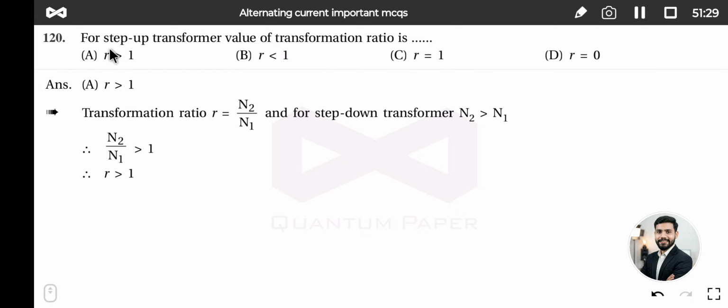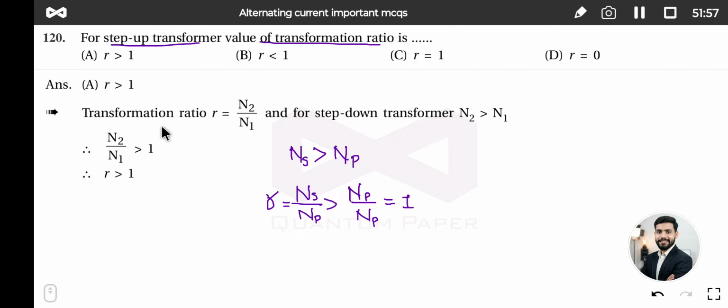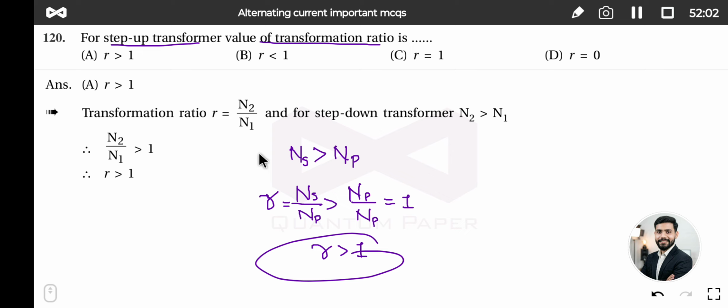Next question: for a step-up transformer, the value of transformation ratio is. We know that in the step-up transformer, the number of turns in the secondary coil is greater than the number of turns in the primary coil. If we divide both sides by the number of turns in primary, NS upon NP is greater than NP upon NP, which is 1. This NS upon NP is called R, the transformation ratio. So R must be greater than 1 in case of a step-up transformer. So the correct answer is A, R must be greater than 1. Look at the next one.